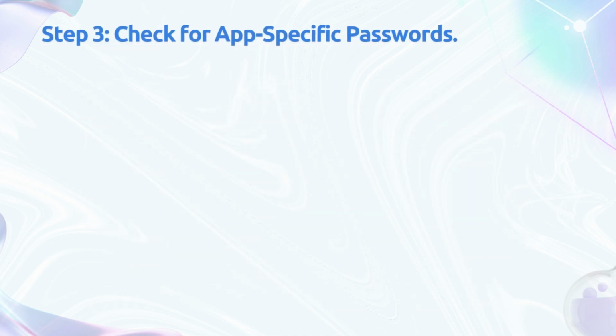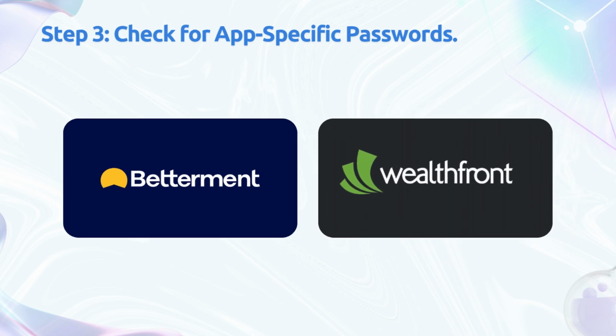Step 3. Check for app-specific passwords. Some banks, particularly investment accounts like Betterment or Wealthfront, require you to generate a unique, app-specific password for third-party apps like Simplifi. Log into your bank's actual website and look in the security settings for this option.